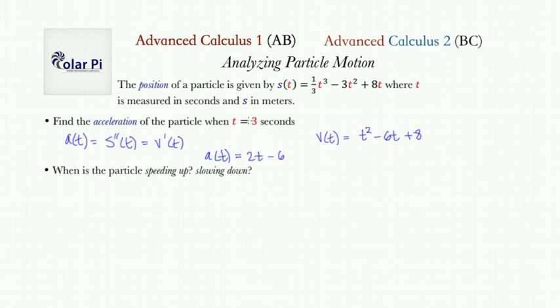And so then we plug in 3 into this, and we see that we're going to get a of 3 is equal to 2 times 3 minus 6, so that is 0. So the acceleration of the particle at time t equals 3 seconds is 0. All right. So, finally, is the particle speeding up or slowing down?